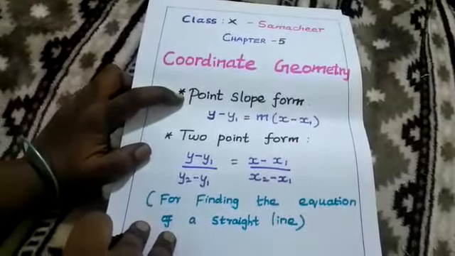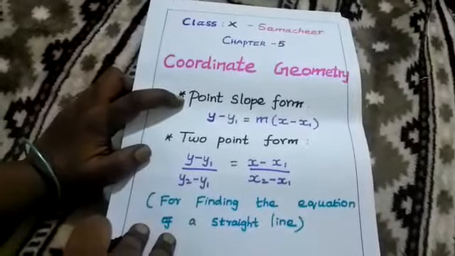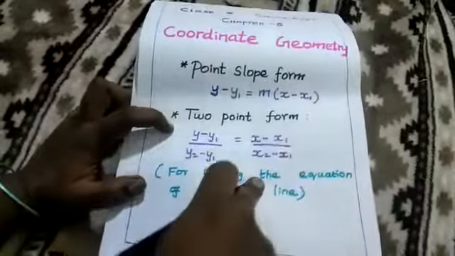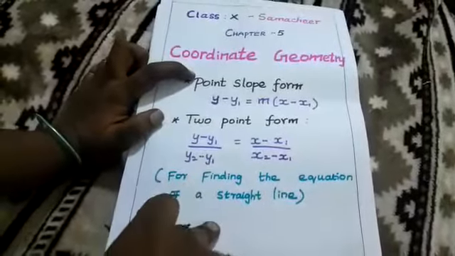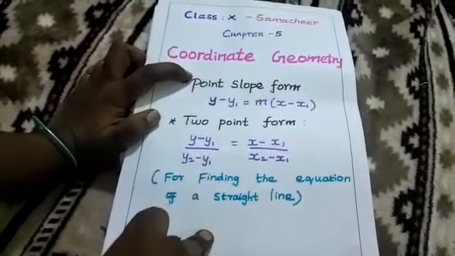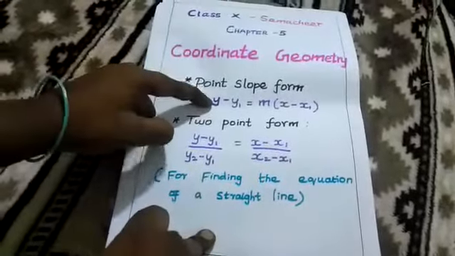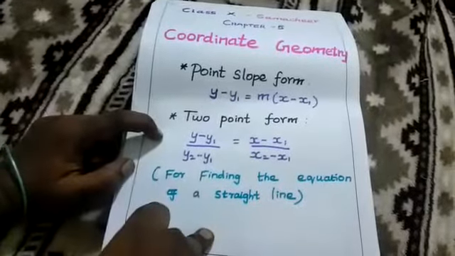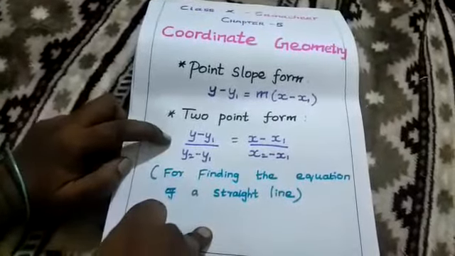y minus y1 equal to m into x minus x1. And the 2-point form is, the formula is point slope form. Whenever a point and a slope are given, to find the equation of a straight line we need to use this formula. Whenever 2 points are given, for finding the equation of a straight line we need to use this formula. Let me explain with this sum.